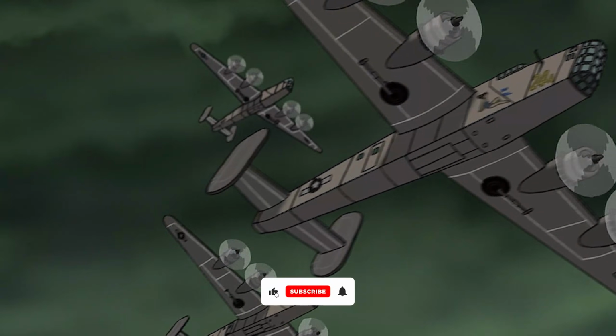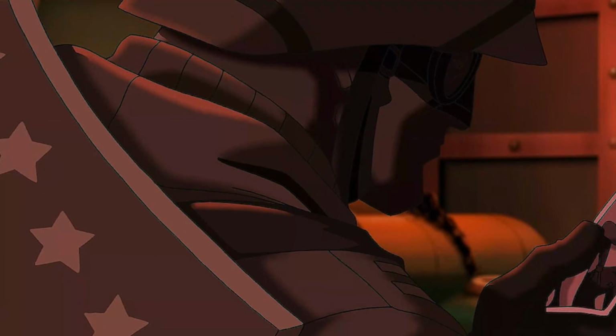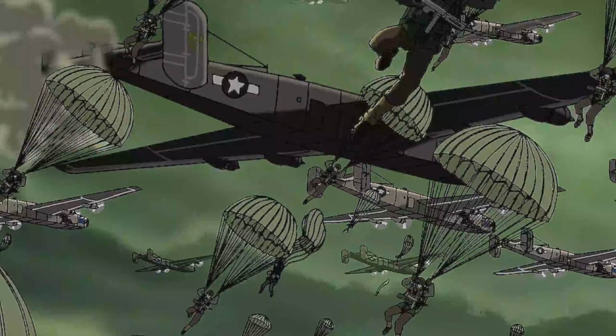The story begins in 1945. A group of American soldiers were crossing the ocean to launch a surprise attack against the German army. We see that one of the planes is being led by a certain captain who possesses a shield. When the time comes, thousands of soldiers jump from their planes towards the battlefield and are met with heavy gunfire.